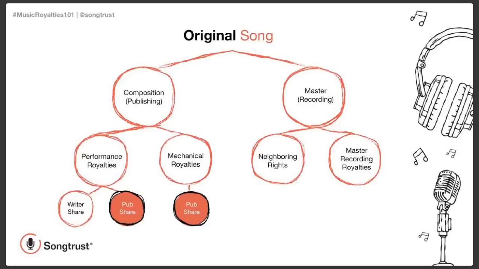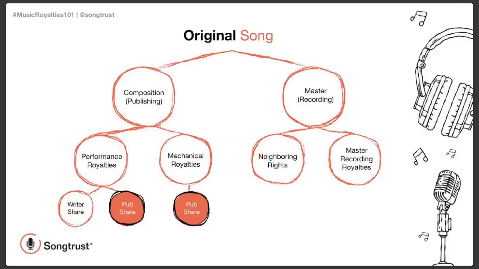That composition is broken down into performance and mechanical royalties. Performance royalties are further broken down into the writer's share and the publisher's share. The mechanical royalties are only paid out to publishers. And you'll see that those two filled in red circles, those are the areas that Songtrust helps writers collect on. Usually just an individual writer would not have access to their publisher's share, but by working with a publisher and administrator like Songtrust, you're able to access those.